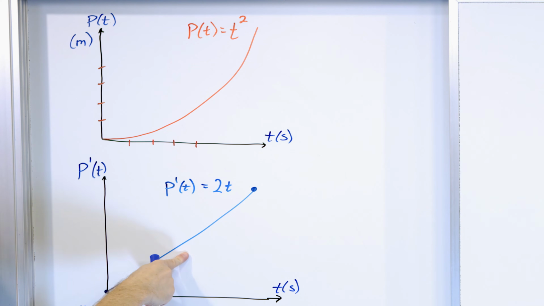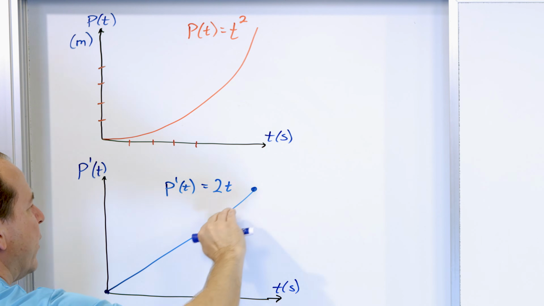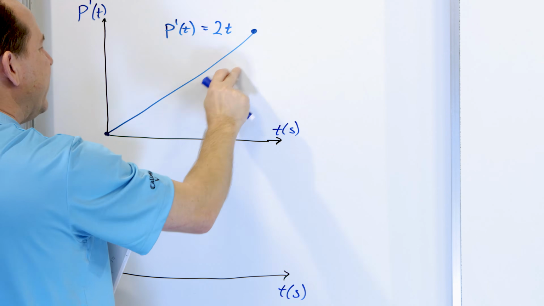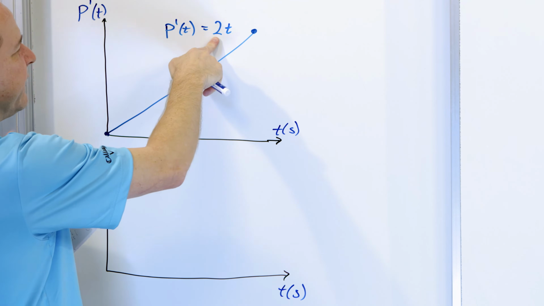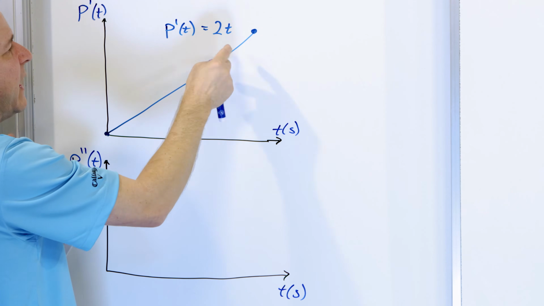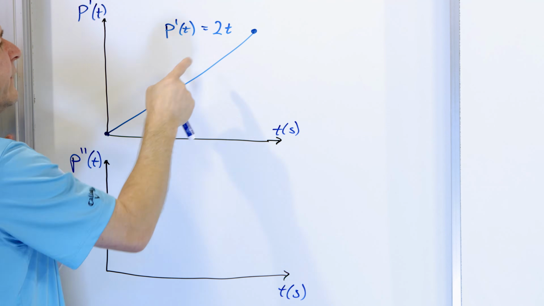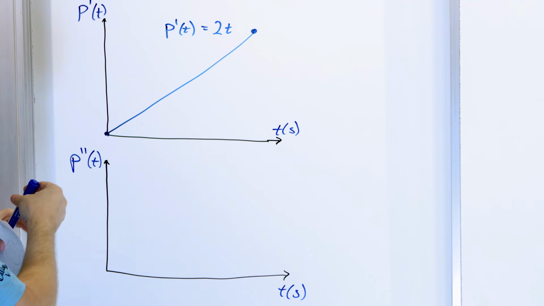So if I want to take the derivative of this, I just have to figure out what the slope of this line is, because it's never changing like it was before. So what is the slope of this thing? Well, I'm giving you the answer ahead of time: the equation of this line is 2 times t. So what is the slope of this line? It's just the number 2.